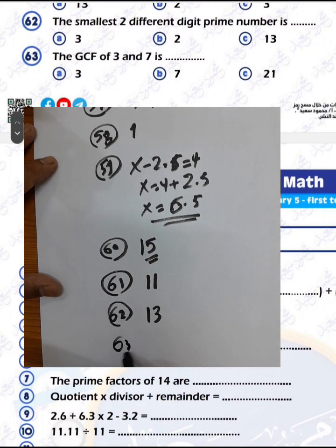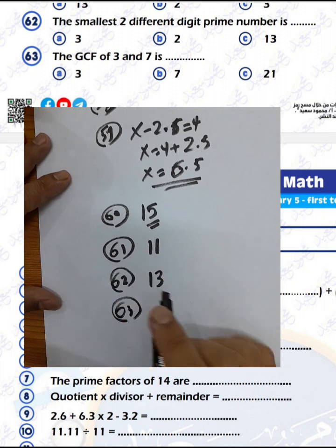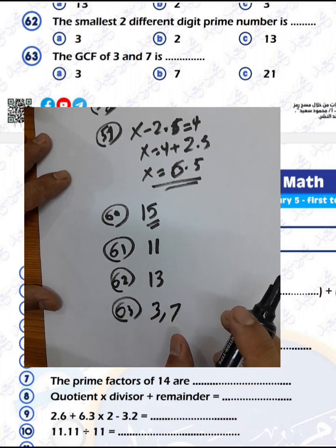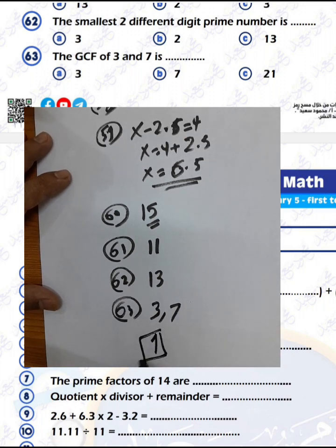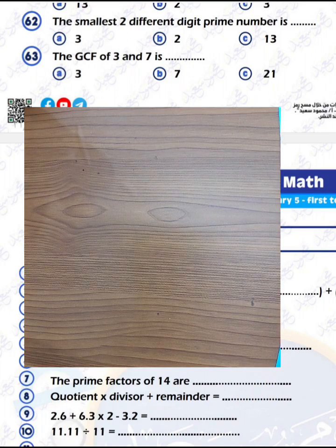63, the greatest common factor of 3 and 7. To find the least common multiple between them, it will be 21, the product. But the greatest common factor between them, it will be 1. Next question.